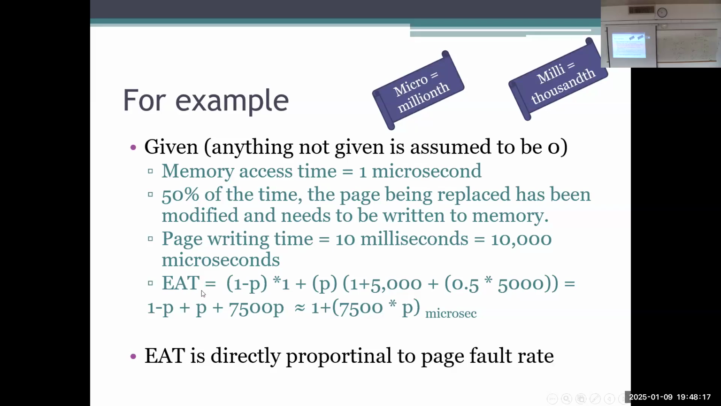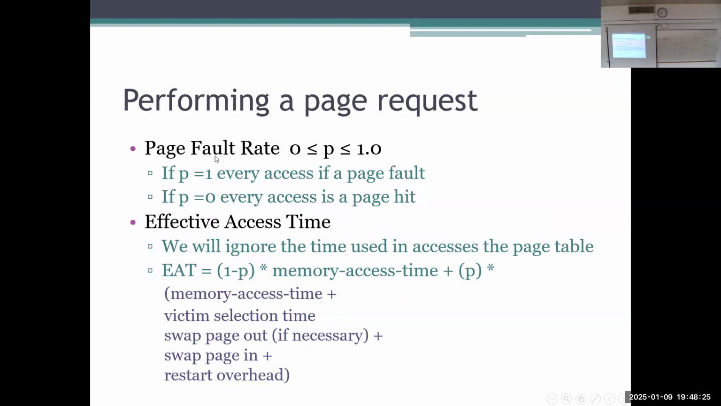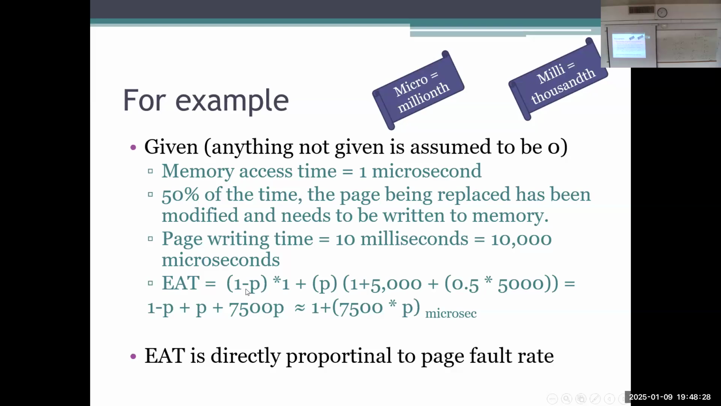So here it is. EAT is 1 minus P, the chance that it's in main memory, where P is the fault rate. So this is that it's not a fault. If it's not a fault, it's just times 1, because memory access is 1, and we're in the world of microseconds. All of our units are going to be microseconds, so we use 10,000 microseconds. It's very important to get your units consistent. So 1 microsecond times the hit rate. And now the fault rate: I have to go to disk, so it's still 1, I still have the 1, plus 5,000 microseconds.